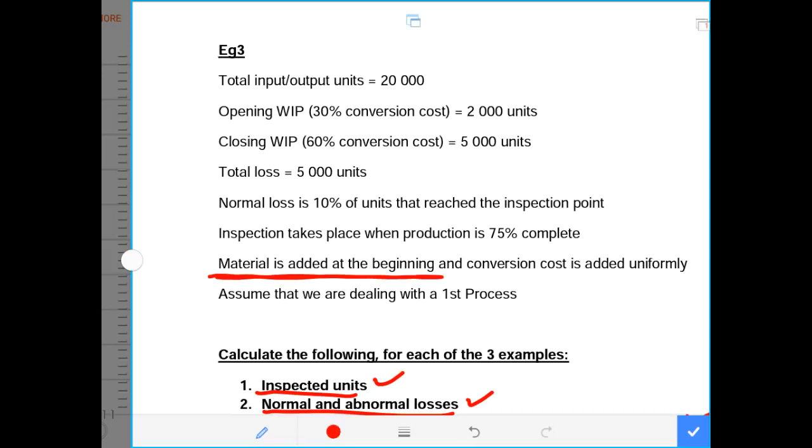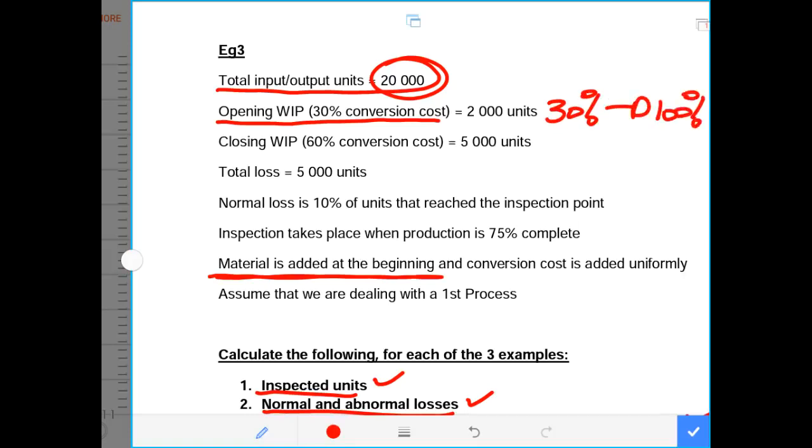So now let me begin with example number 3. I was just emphasizing something that I think is very important for your understanding. Our total input output is still again 20,000 units, and our opening is 30% in terms of completion with regard to conversion cost. This moves from a given percent, which is 30%, up to 100%. Closing stock is 60% completion in terms of conversion cost, and closing moves from 0% up to a given percent, which is 60%. So now I'm just doing practically what I've been emphasizing to you.